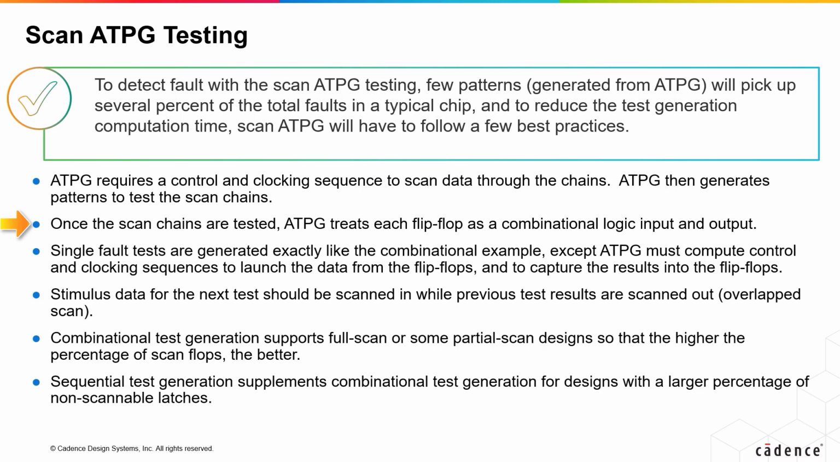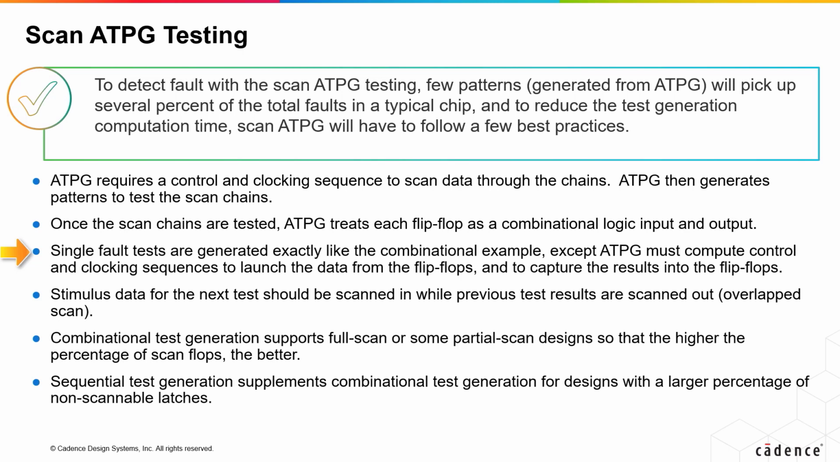These few patterns will actually pick up several % of the total faults in a typical chip. One of the simplifications used to reduce the test generation computation time is that, after these first few patterns, the actual scan is never simulated. The desired control values are loaded directly into the scan flops, and the values captured in the scan flops are directly observed by the fault simulator.